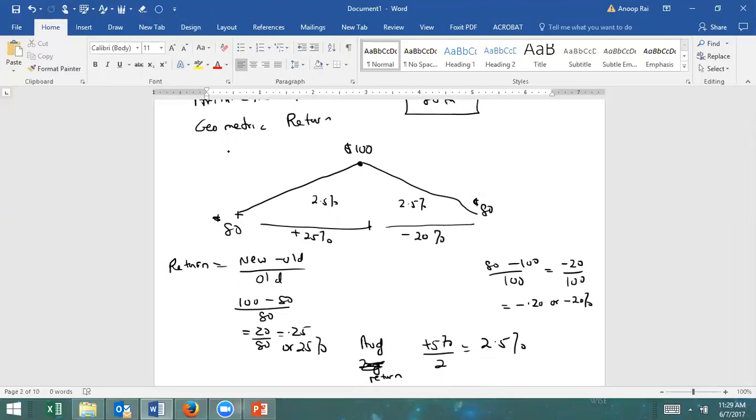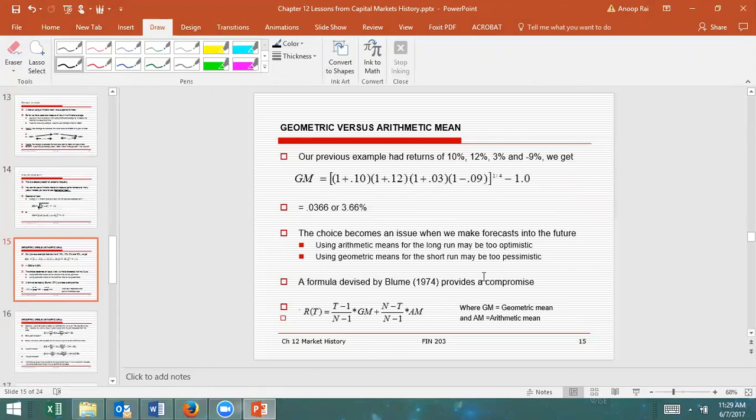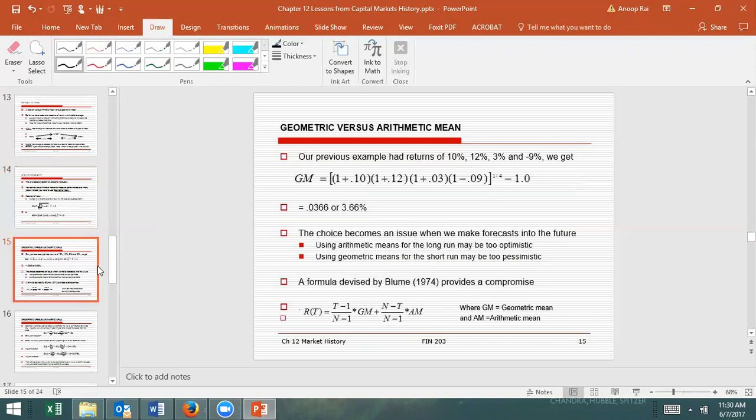So the solution to that is to use what we call a geometric return. Okay, so a geometric return is defined as follows. Instead of arithmetic return, where you add and then divide by the number, correct? In geometric return, you multiply, and then you take the nth root of that. Again, it looks very intimidating, but do not be intimidated by formulas because it's very simple when you break it down. So let's go back to our earlier example.